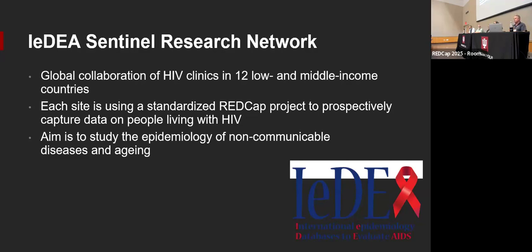We currently have a collaboration amongst 12 low and middle income HIV clinics, and each site has a standardized REDCap project that's used to collect data prospectively on these persons living with HIV. The aim of this study is to look at the epidemiology of non-communicable diseases and aging. So we're looking at things such as diabetes and hypertension and liver disease.